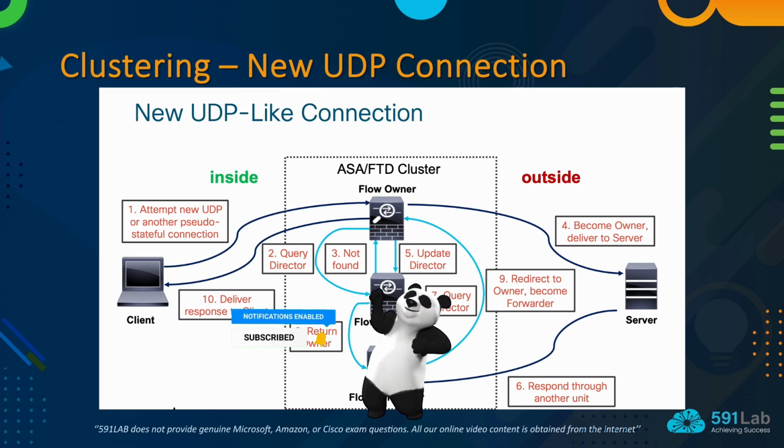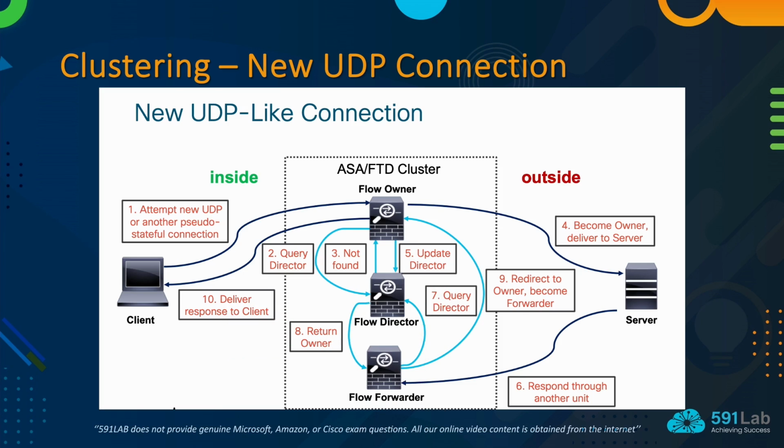The FTD cluster selects one of its members as the owner for this new connection. It updates its flow table and transmits the packet to the server outside the cluster. The server processes the packet and sends its response directly back to the client. The client receives the server's response packet. The FTD cluster, upon observing the traffic flow, updates its flow table to reflect the now established connection.